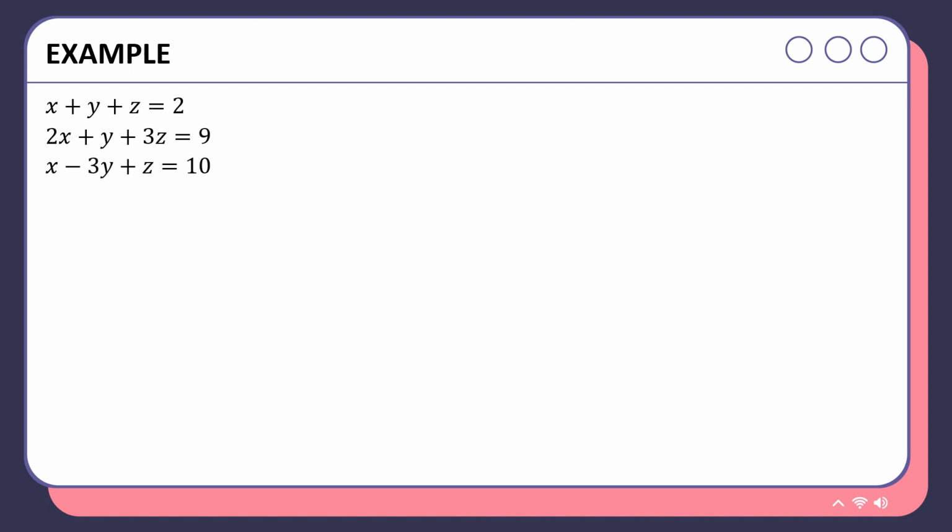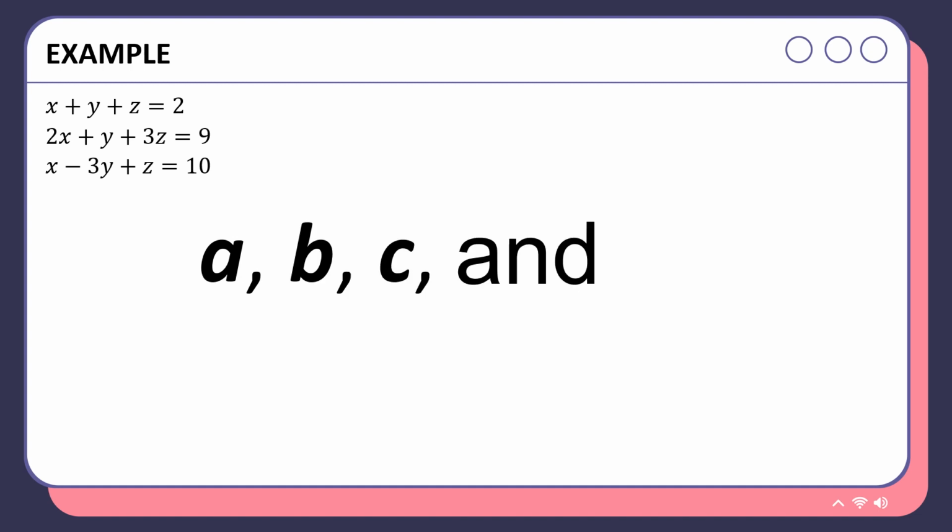Now we are ready to solve systems of linear equations in three variables using our Cramer's rule. Example. Given the system, we have x plus y plus z equals 2, 2x plus y plus 3z equals 9, and x minus 3y plus z equals 10. So we have to identify the values of our a, b, c, and d for us to be able to solve our determinant. These values will be written in a matrix.